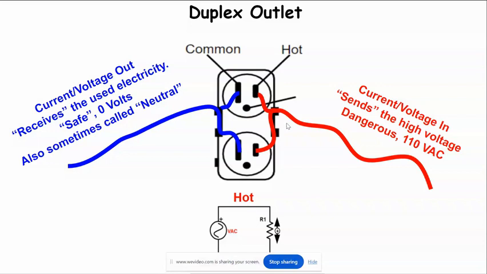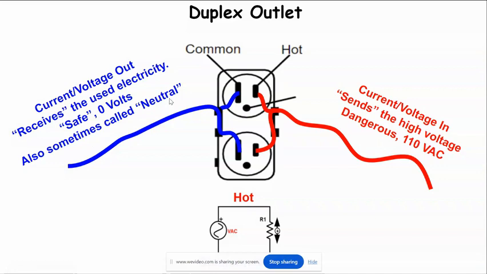Once the electricity is sent to a light or an appliance, the energy that it contains is largely gone. It's been used. And so the electricity comes out through these longer slots, which are called the common slots, and that electricity then returns to the power company. Remember that all electricity has to complete a circuit. It's not enough to just send high energy electricity to an appliance; you have to give the electricity a way to get back to the power company. So this large slot is called the common slot. Sometimes it's called neutral by electricians.